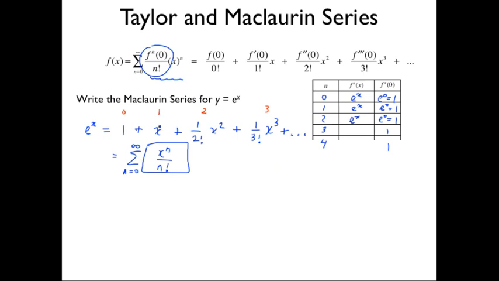And it's this infinite polynomial: 1 plus x plus x squared over 2 factorial, x cubed over 3 factorial, and we've got the coefficients. So it's a polynomial that just has an infinite number of terms.